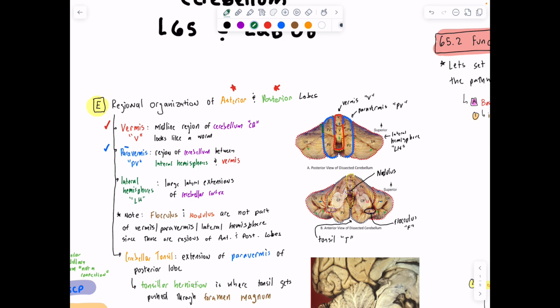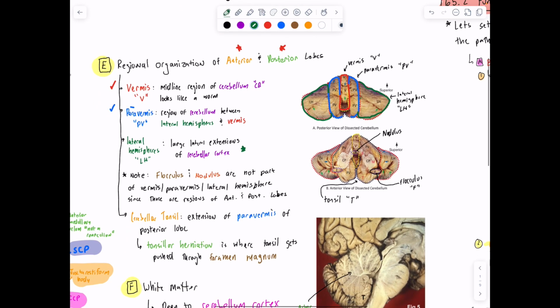Then we have the lateral hemispheres. The lateral hemispheres make up just large lateral extensions of the cerebral cortex. The posterior lobe is mostly lateral hemisphere. And then, just to be aware that the flocculonodular lobe is not made up of vermis, paravermis, lateral hemisphere, because those are regions of the anterior and posterior lobes. Okay, so you have flocculonodular lobe.